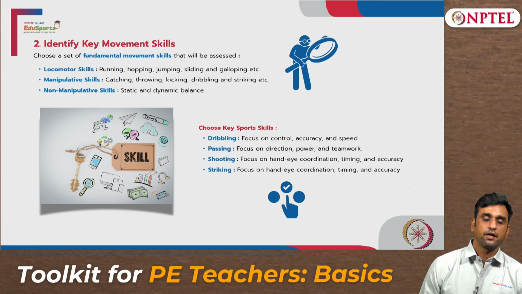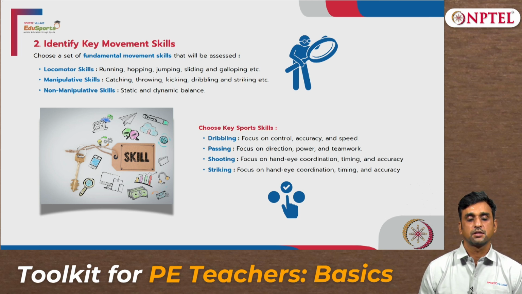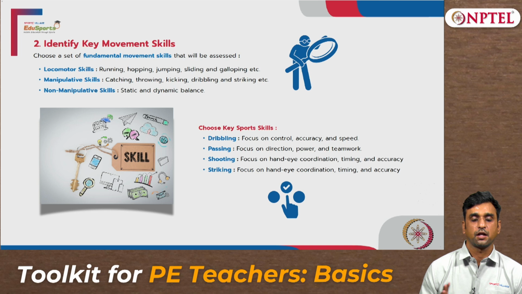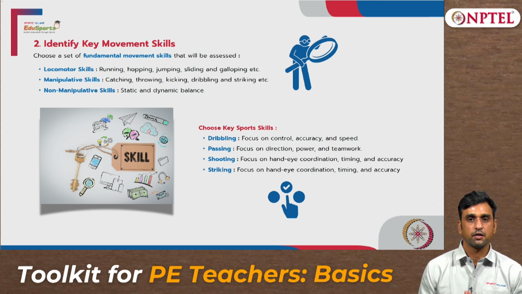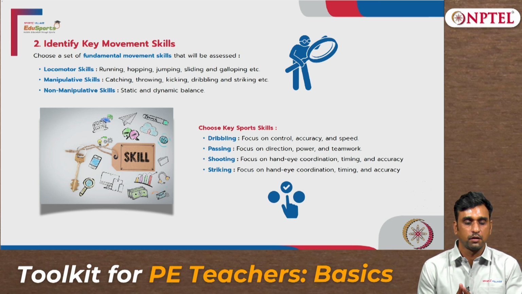Second is identify key movement skills. So for example, let's choose a fundamental skill like running. You make a grid of which skills you are going to assess grade wise. So let's say for nursery, I will only do running, jogging, walking.